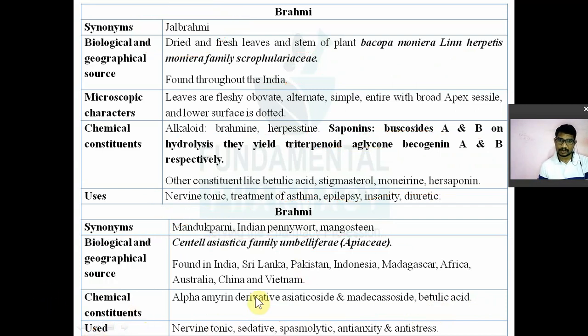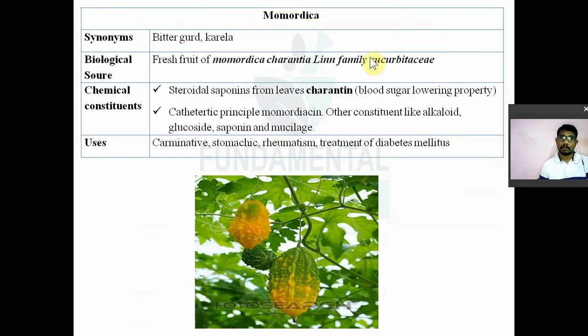Next one is Momordica, also known as bitter gourd or Karela. Biological source: Momordica charantia, family Cucurbitaceae. The chemical constituent is a steroidal saponin in the leaf known as charantin, which has a blood sugar lowering property. The cathartic principle is momordicin, which also increases stool formation. Other constituents are alkaloid, glucoside, saponin and mucilage. It is used as a carminative, stomachic, for rheumatism, and in treatment of diabetes mellitus.